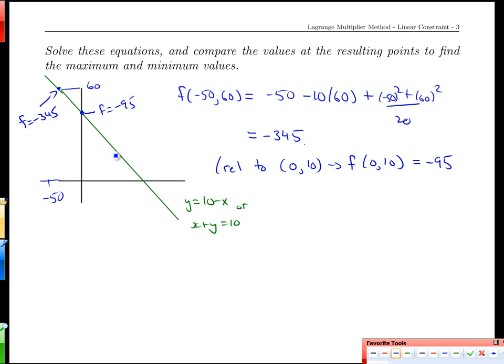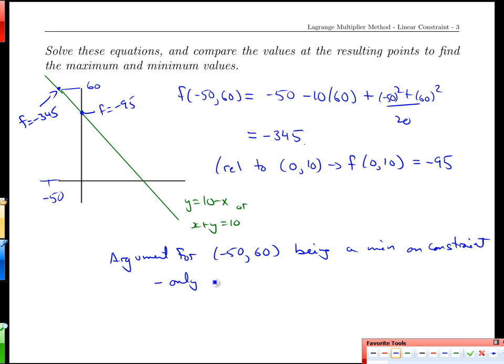And it's hard to confirm that. It's hard to actually come up with a good proof for that. I think the easiest argument that it's actually a minimum for minus 50, 60 being a minimum on the constraint is that it's the only min-max point found, and as x and y increase along the constraint y equals 10 minus x.